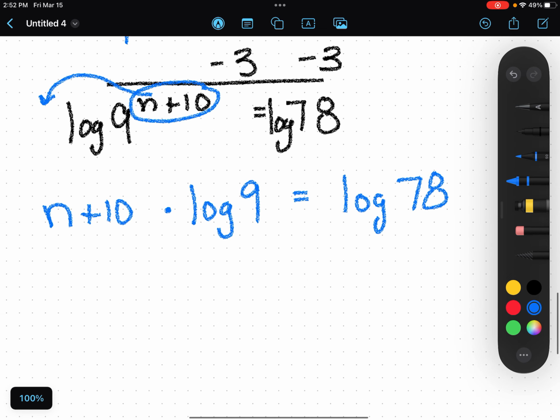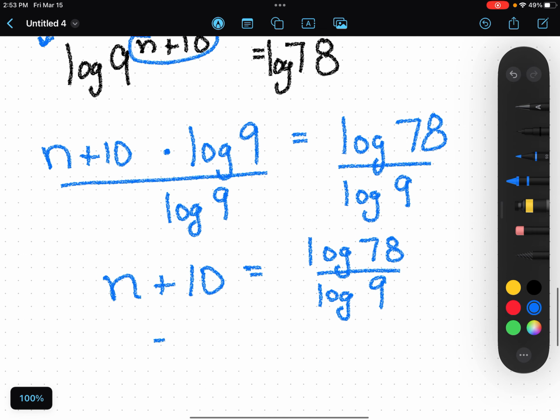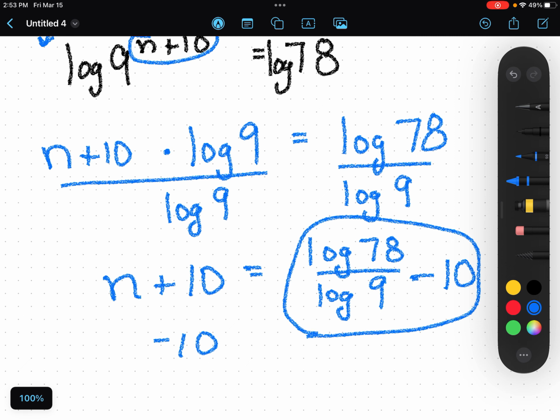Divide by the log of 9. So I get n plus 10 equals the log of 78 divided by the log of 9, and then subtract 10. And if I type all this in the calculator, that's your final answer. So log of 78, close it, divided by log of 9, close it, minus 10. I get n is equal to negative 8.0172 if I round it to that.